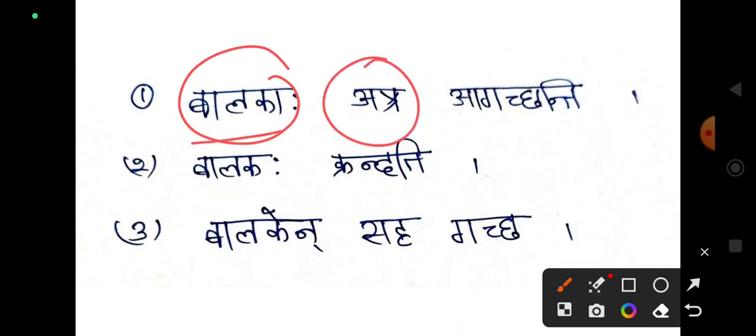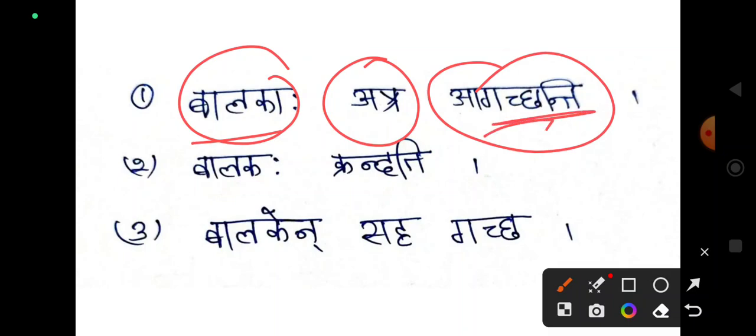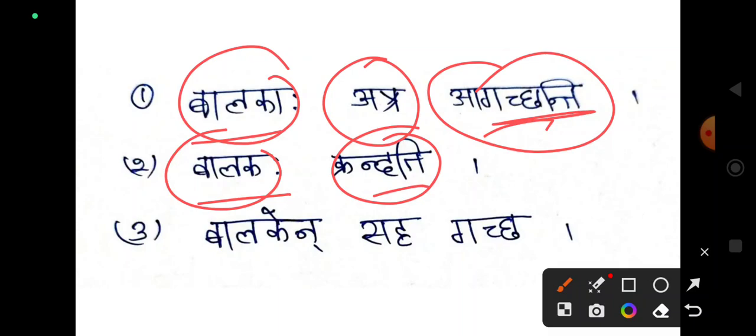Atra means here. Agachanti, are coming. Agachanti is written in present tense. In Sanskrit we can call it lot lakar. Now coming to the second question, balakah krandati, the boy is crying. Krandati is written in present form. Balakah means the boy.